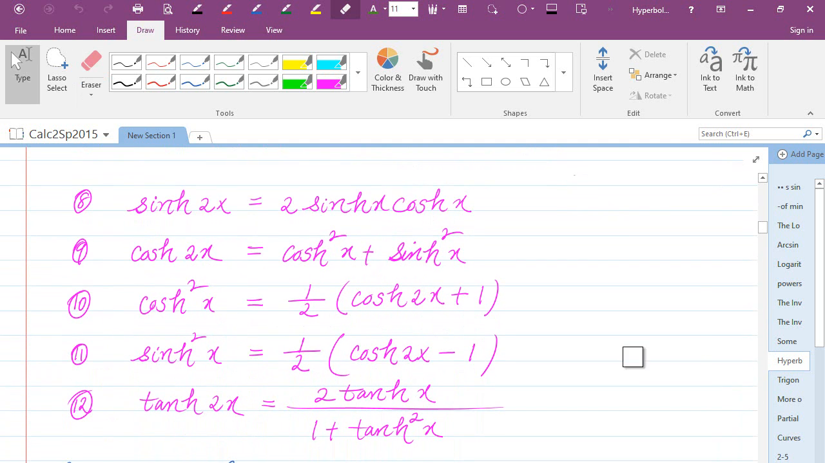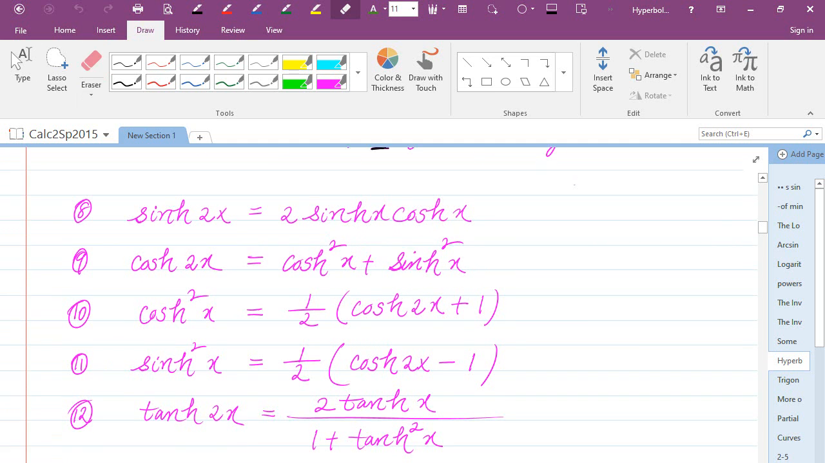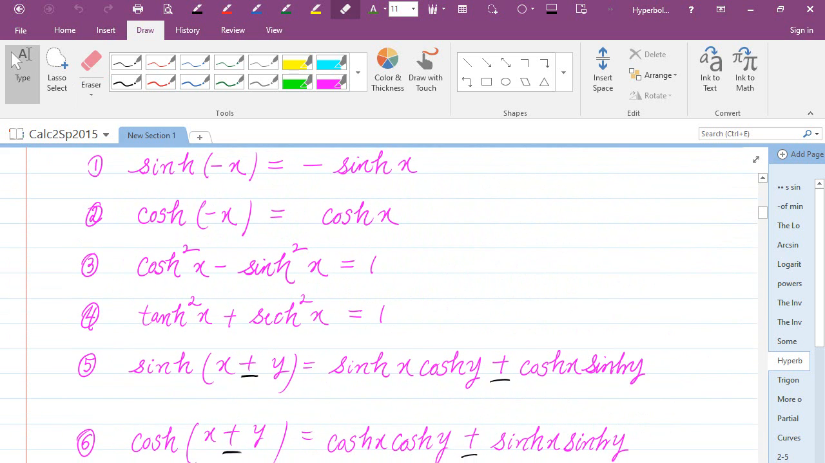You have kind of like a double angle formula like in trig functions. So hyperbolic sine of 2x is 2 hyperbolic sine of x times hyperbolic cosine of x. Hyperbolic cosine 2x is hyperbolic cosine squared of x plus the hyperbolic sine squared of x. Notice that this quantity is not 1 like in the case of trig functions. Notice that there is a plus here, which in the case of trig functions we had a minus here, not a plus.